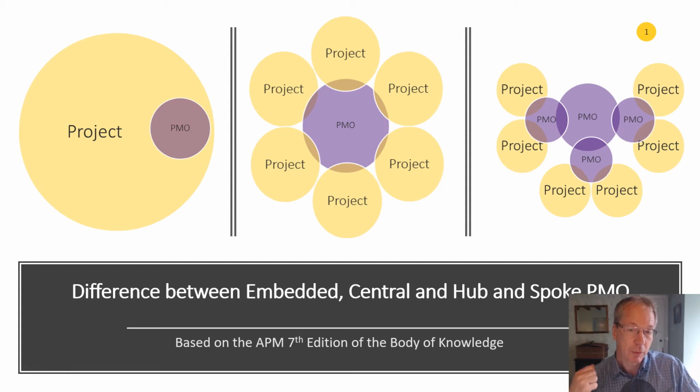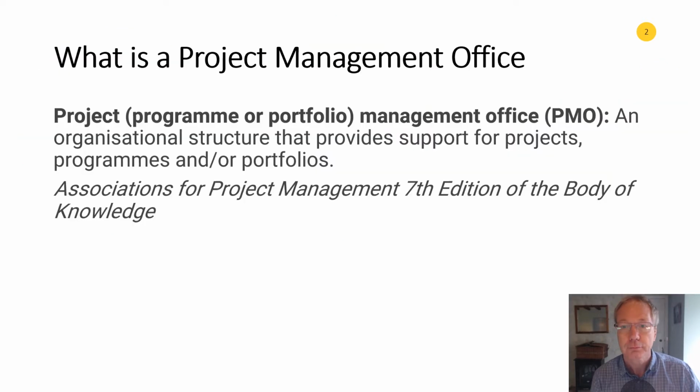One of the topics people struggle with a little bit on the 7th edition of the APM PMQ qualification is the different types of project management office. So in this video, we're going to look at 3 different types: embedded PMO, the central PMO, and what they call the hub and spoke PMO. We'll look at the pros and cons of each and what the features of each of these are as we go through. So let's look at what a PMO is, or project or program management office.